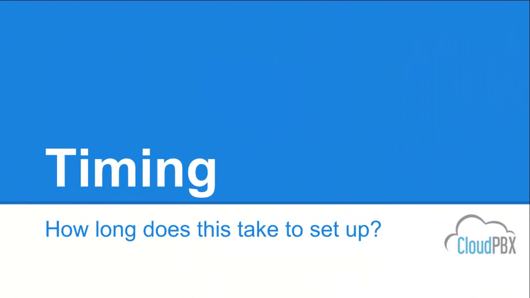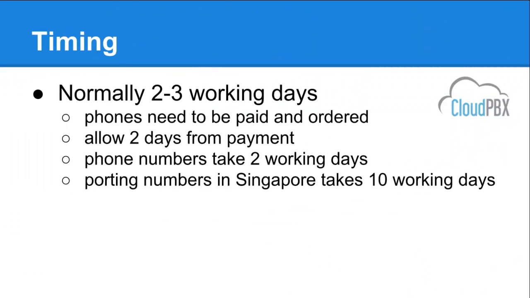Timing. How long does this all take to set up? Normally it only requires us 2 or 3 days. The main delay is the delivery of phones to your office. We need a couple of days to do that once we have received payment from you. Phone numbers also take a couple of days, but if you are porting existing numbers in Singapore from Singtel, you need to give Singtel around 10 working days for them to process that request.